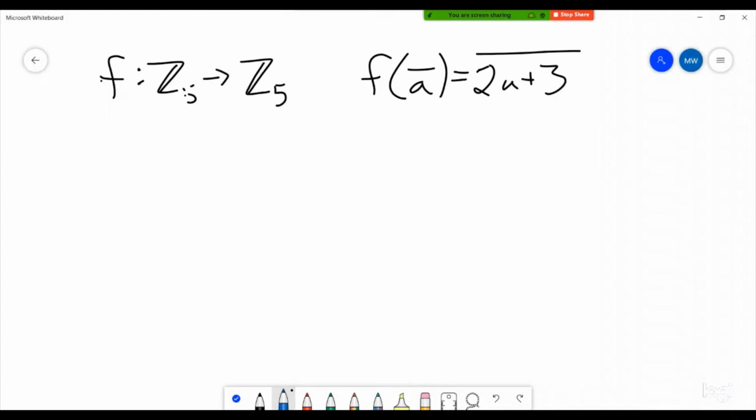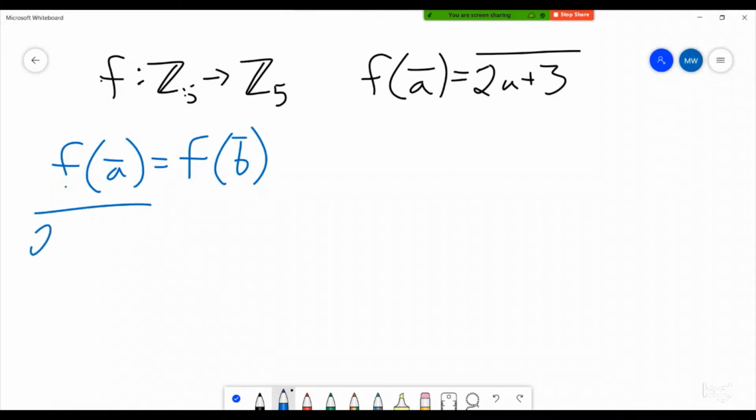So that's where we would start, by assuming that f of the class of a equals f of the class of b. And now we have to show that that means the class of a equals the class of b. So if we look at just what those classes are, that's the class of 2a plus 3 is equal to the class of 2b plus 3.